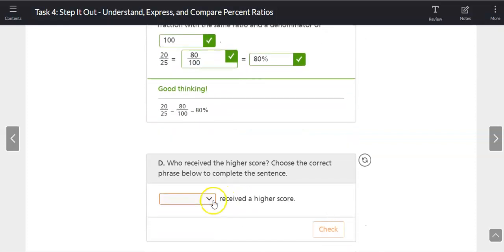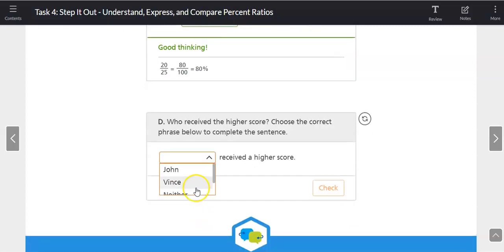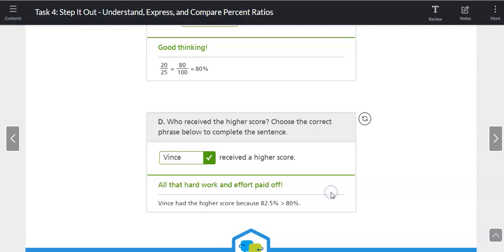Who received the higher score then? So when we worked this out, we said John got, instead of 20 out of 25, that means 80%, and Vince got an 82.5, so Vince has the higher score. Just like that, and we're done with that section.